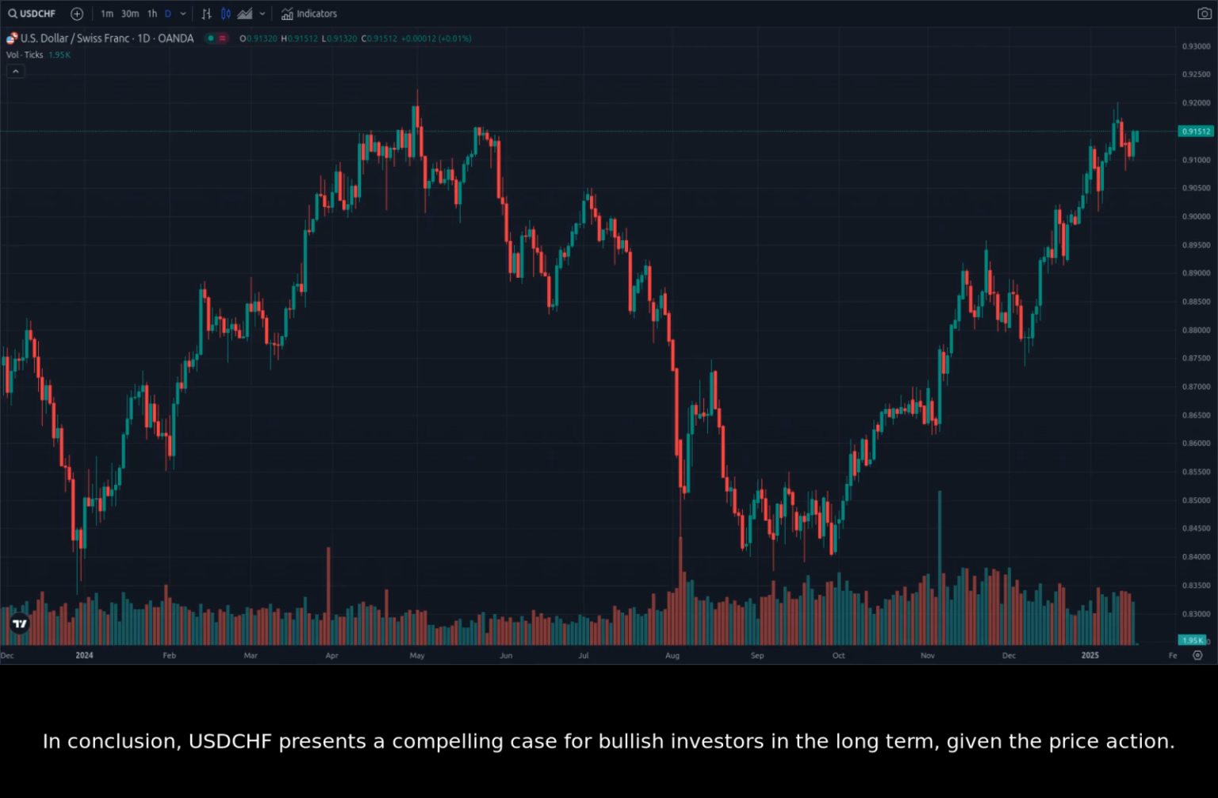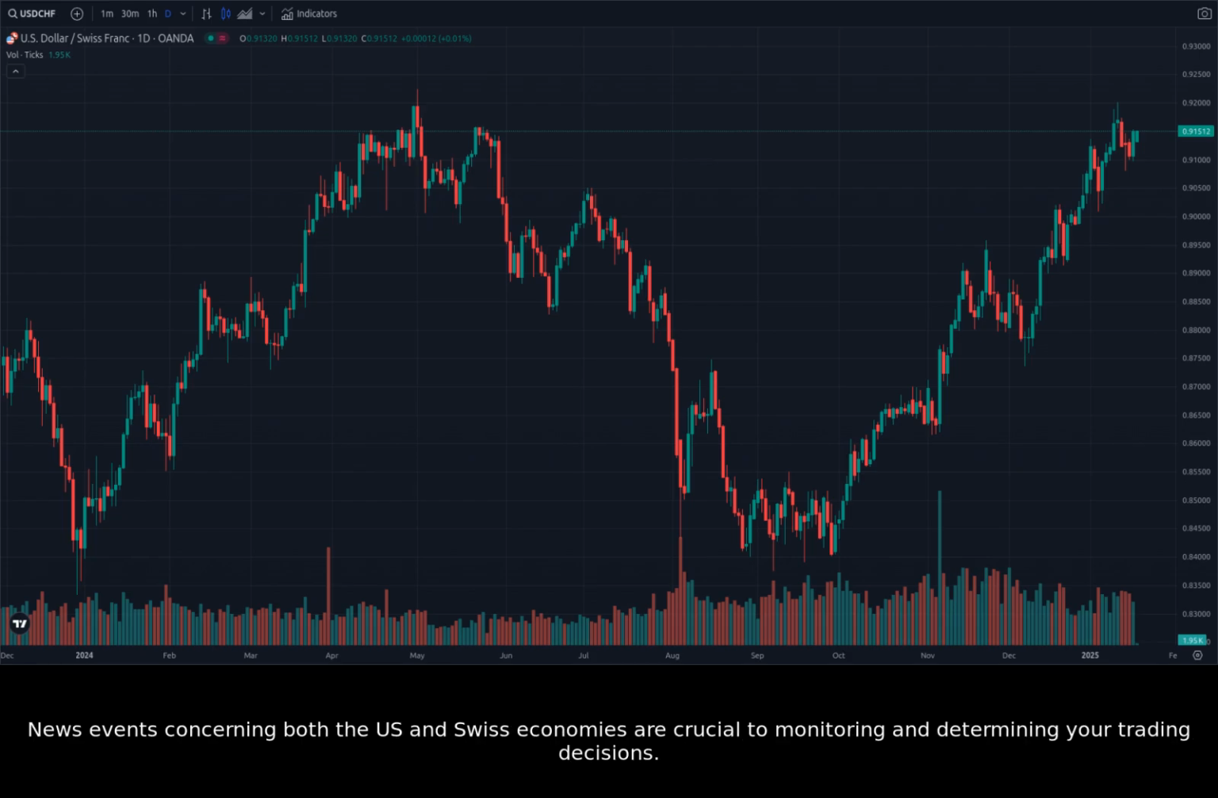In conclusion, USDCHF presents a compelling case for bullish investors in the long term, given the price action. However, short-term traders should watch for support around 0.89 and potential resistance around 0.92. News events concerning both the US and Swiss economies are crucial to monitoring and determining your trading decisions.